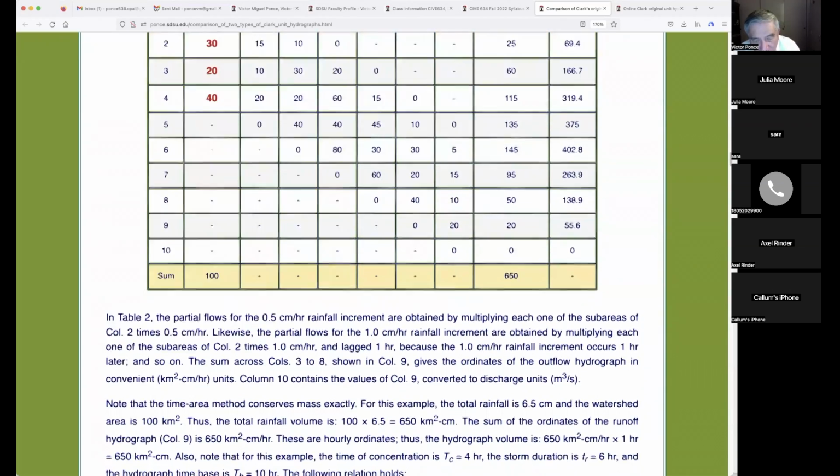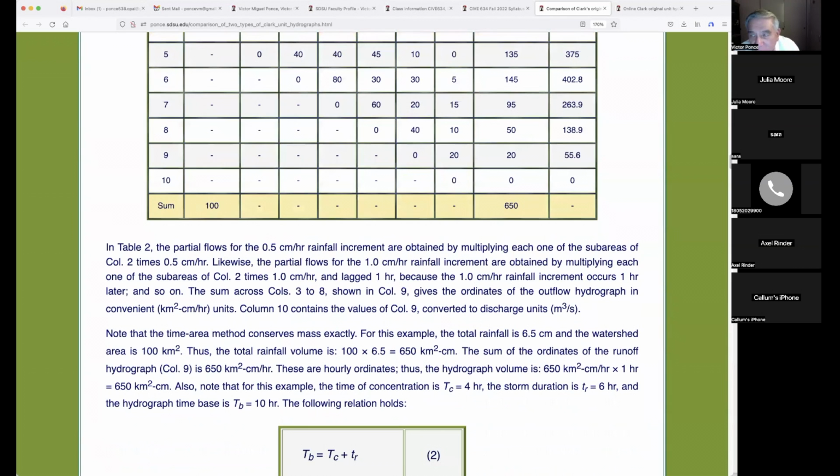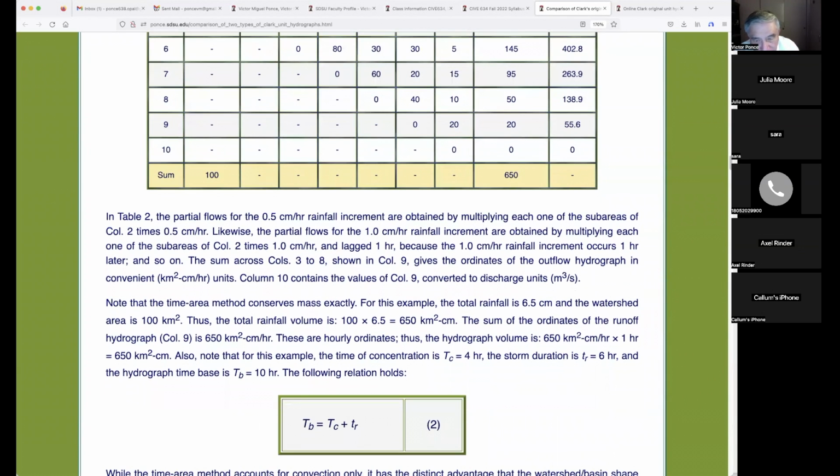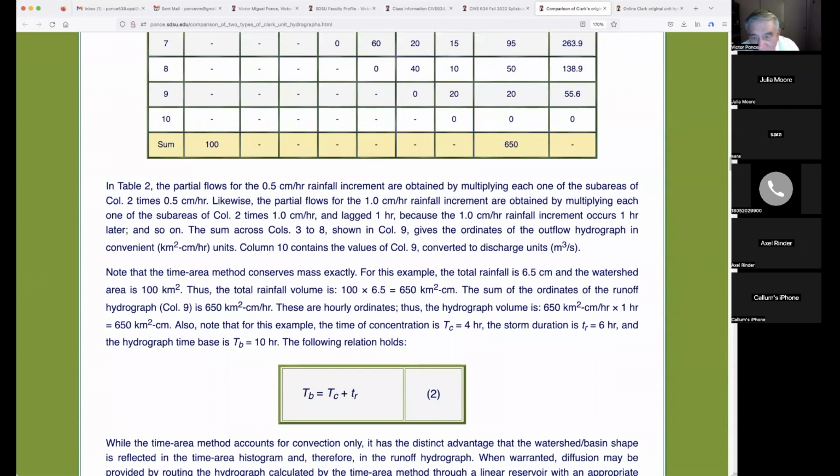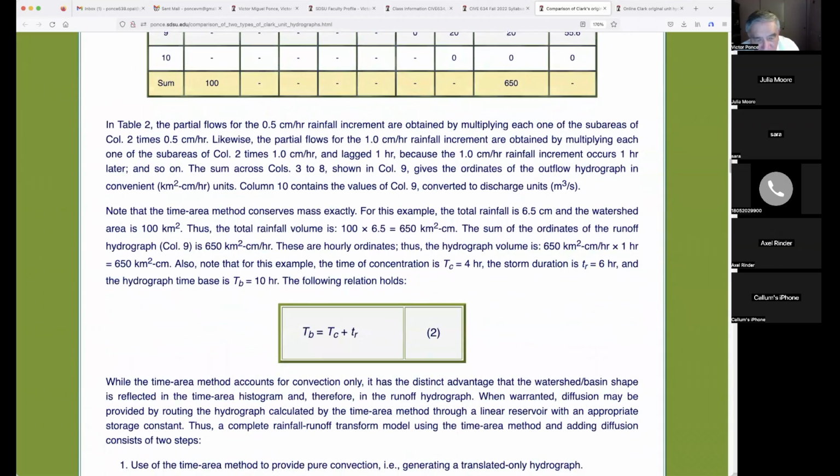Okay, and we explain in here how this is done. So if I went too fast, you can always go back to the reading in there. As I say in there, the total rainfall is 6.5, the watershed area is 100 square kilometers. Thus, the total rainfall volume is 100 times 6.5, 650 kilometers square centimeters, which is exactly what we have in here.